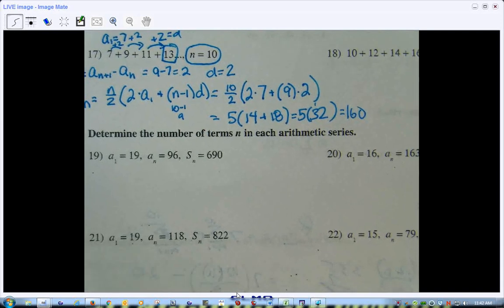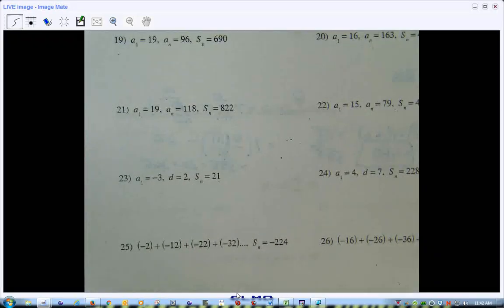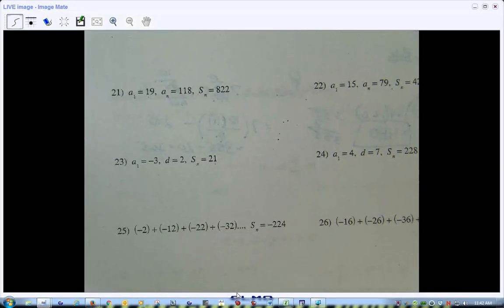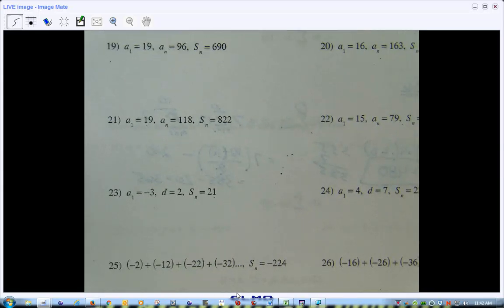Number 23. All right. Now, this is a test problem too, inasmuch as we're going to have to solve these equations for different variables.